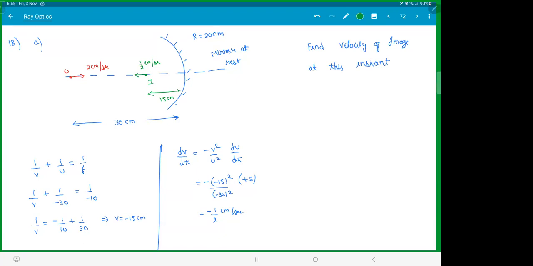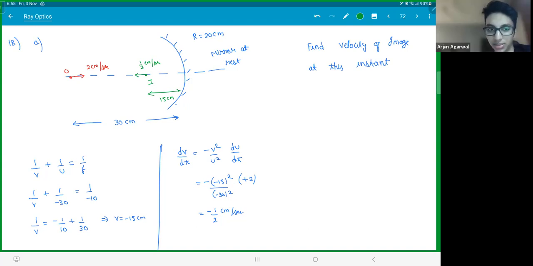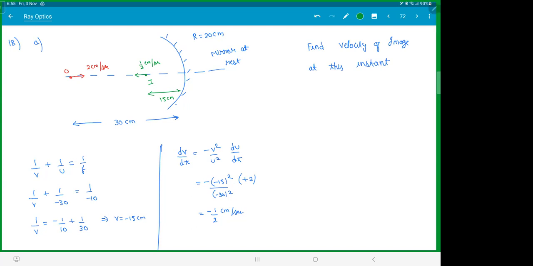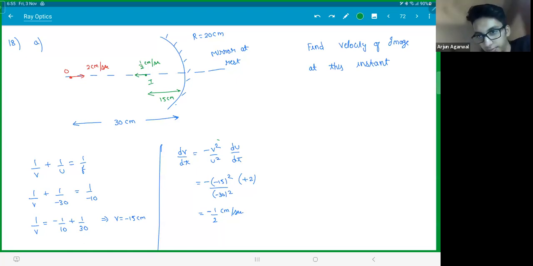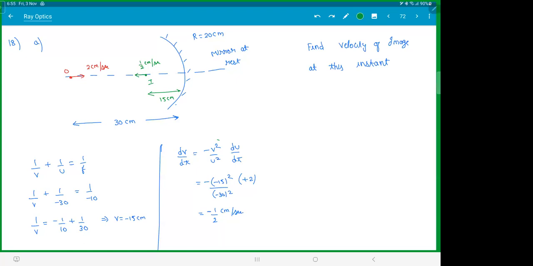So here also we can calculate the velocity only at this instant, because V and U keep changing continuously, right? V and U are changing, na? Is that the velocity at this instant? Yeah, V and U are changing continuously. Please check how I did this.